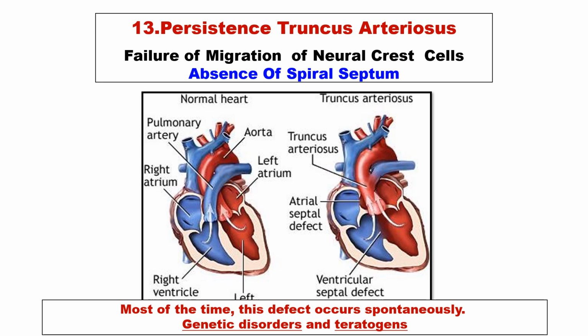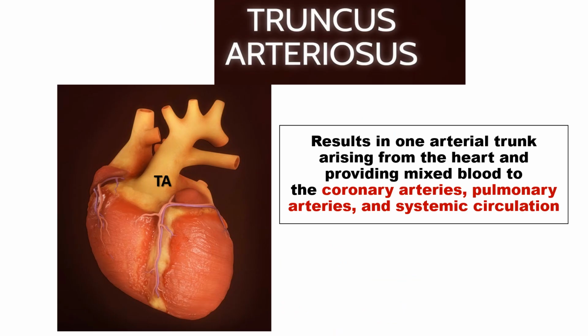Persistent truncus arteriosus. There is failure of migration of neural crest cells, which are responsible for forming the spiral septum, leading to absence of the spiral septum that divides the truncus arteriosus into ascending aorta and pulmonary trunk. Most of the time this defect occurs spontaneously, mainly due to genetic disorders or other teratogens. In truncus arteriosus, one arterial trunk arises from the heart, providing mixed blood to the coronary arteries, pulmonary arteries and systemic circulation.